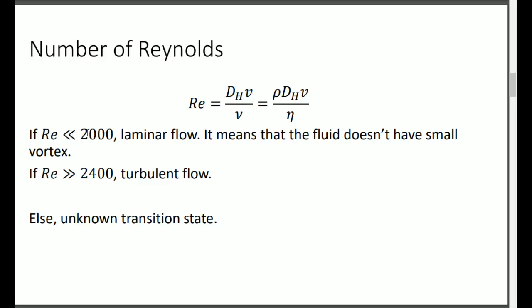If it's below 2000, it's a laminar flow. If it's above 2000 and some hundreds, it's a turbulent flow, and else it's in an unknown transition state.